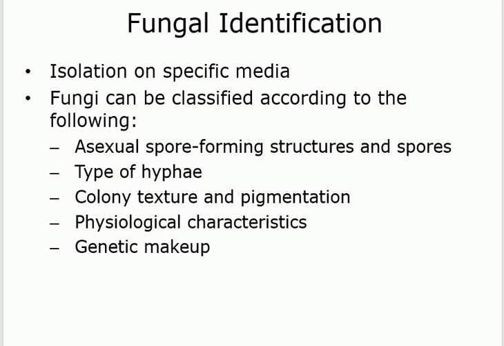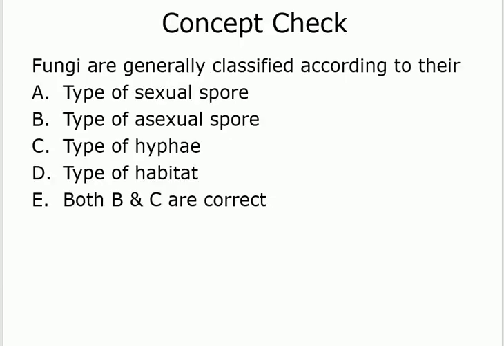Let me see what type of hyphae you have. Let me see the spores, the asexual spores, how the colony looks. You can tell from these. But the most advanced is genes, genetics. If you look at the genetics, you can tell. So can you tell me which of these can be used for classification that we just mentioned? B and C, which is E, right?